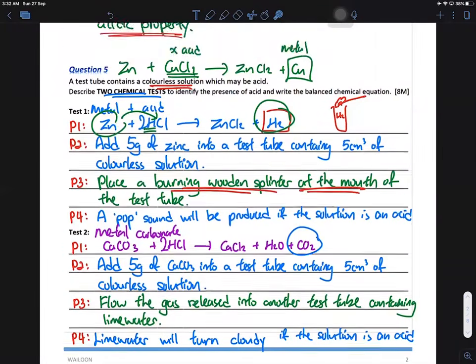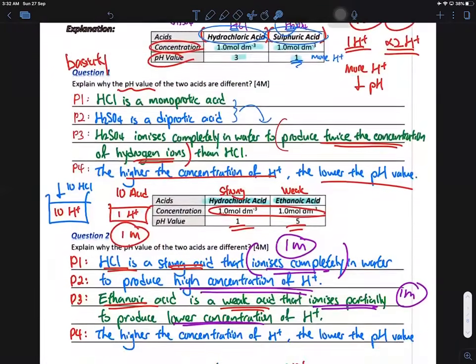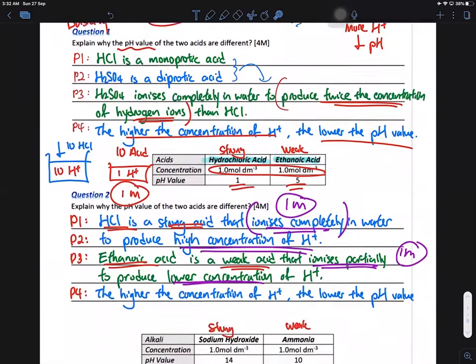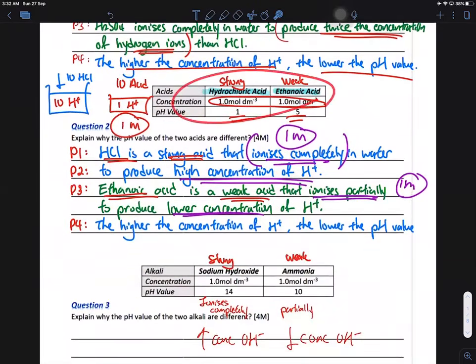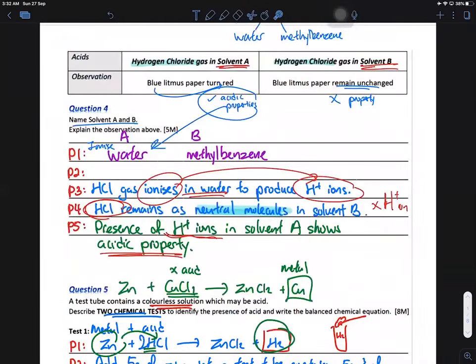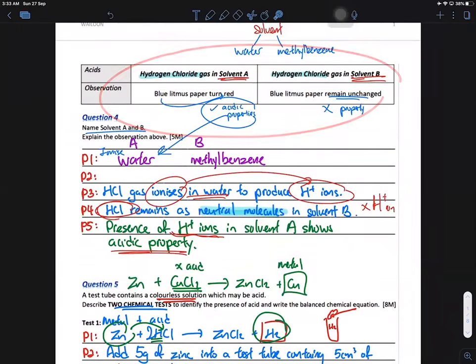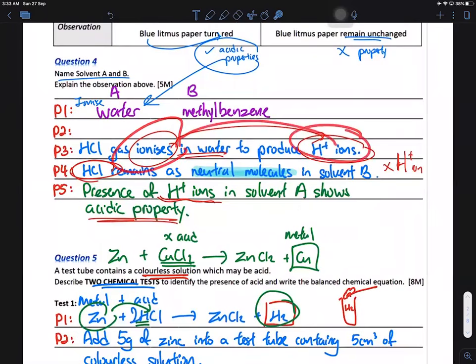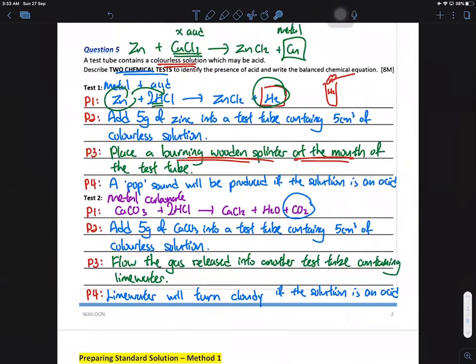So these are the types of explanation question. Basicity, the strength of the acid, strength of the alkali, and role of water. Got water or not? Got water, what happens? Got water can ionize into ion. No water, remain as molecule. Chemical test for acid.